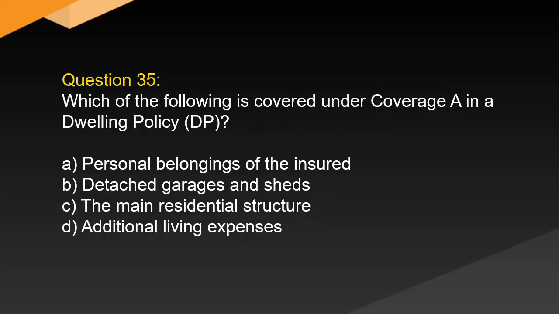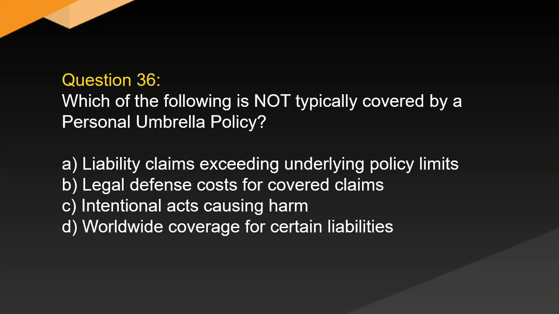Question 35. Which of the following is covered under Coverage A of a dwelling policy, DP? A. Personal belongings of the insured. B. Detached garages and sheds. C. The main residential structure. D. Additional living expenses.